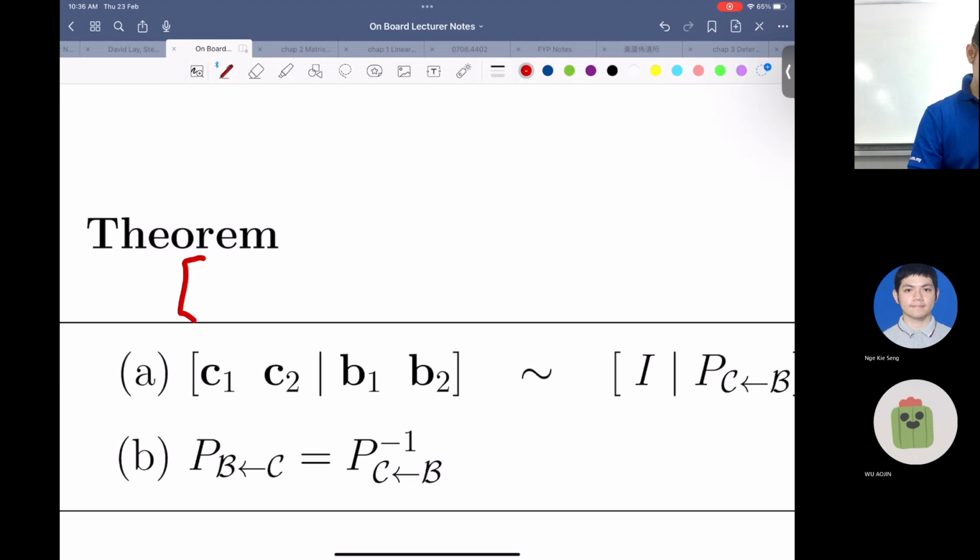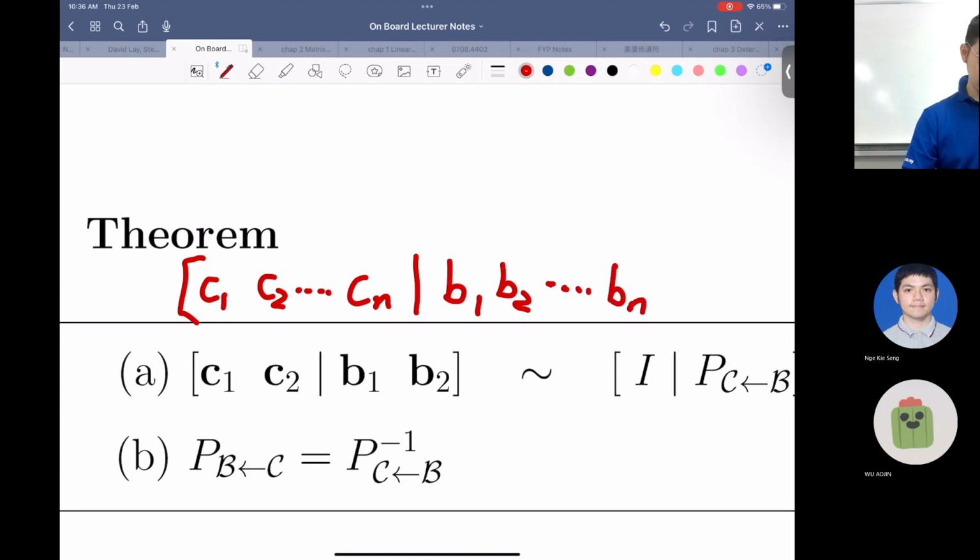Use this. So C1, C2, up to Cn. Okay, and then slash with B1, B2, up to Bn. Can these two be different or not?